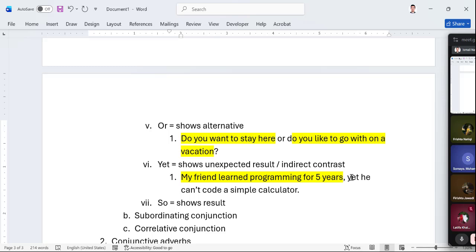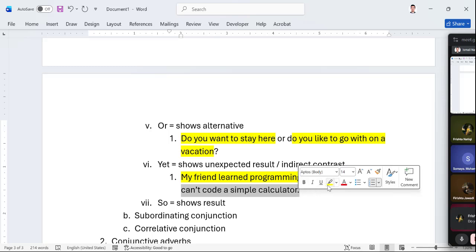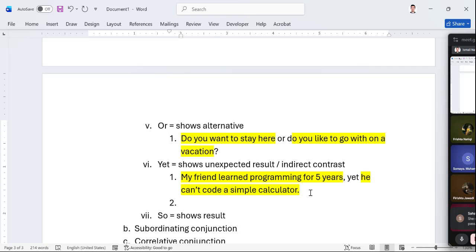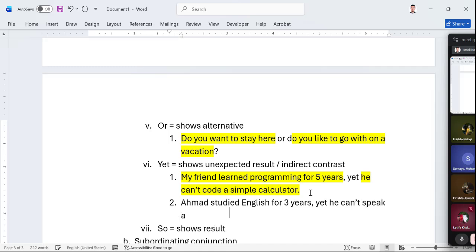But when we use yet, it means something opposite happens, the opposite result happens. Yet he can't code a simple calculator. It means it is not the expected result. Or one more sentence, I may write here: Ahmad studied English for 3 years. Yet he can't speak a word.